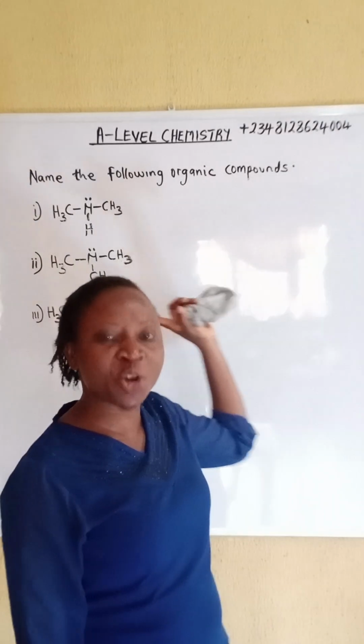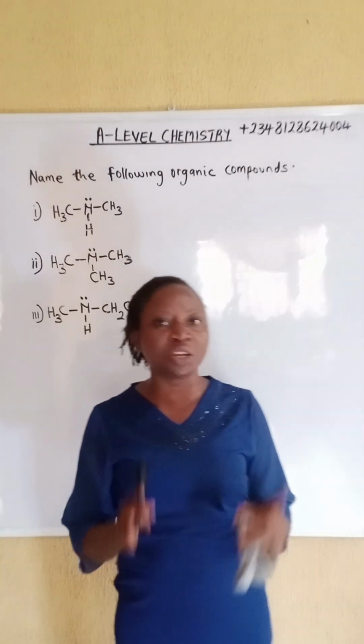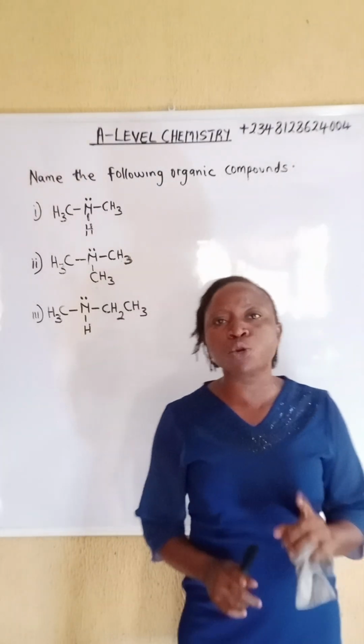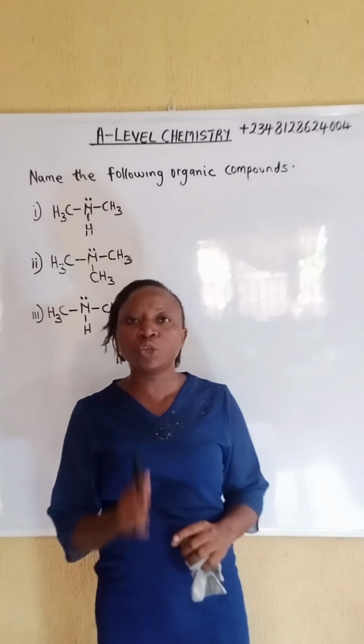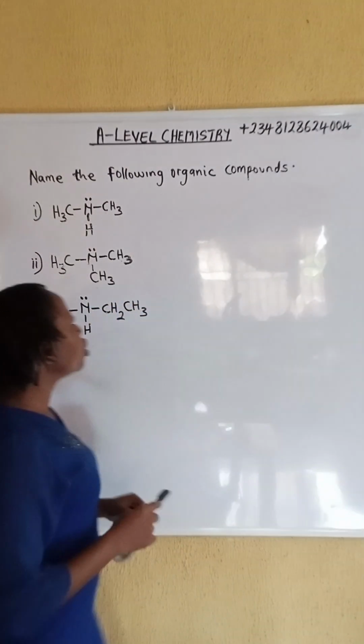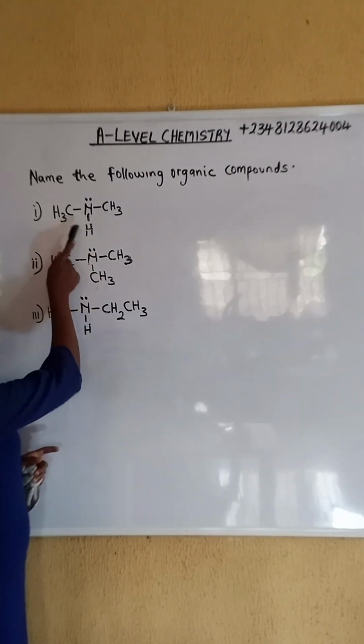Let's name the following organic compounds. What are the steps that you need to follow while naming organic compounds? The first step is to recognize the functional group of that organic compound. Then you select the longest continuous carbon chain as the parent chain. So let's consider the following compounds on the board. What is the functional group of the following compounds?